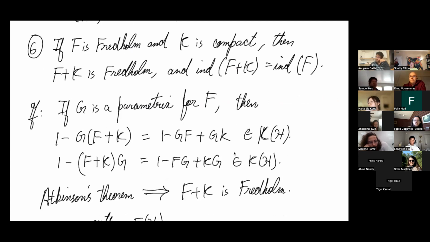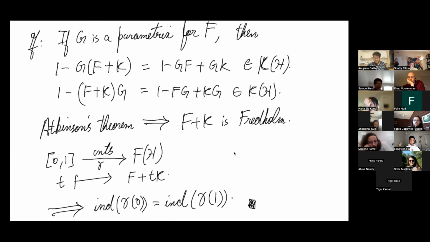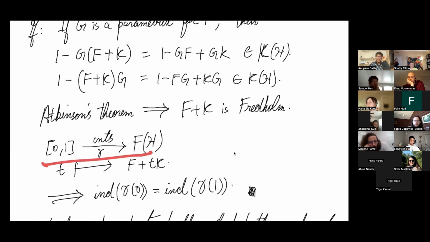The proof again is just straight up from Atkinson. So I wouldn't say much, but the point is, if you directly plug in and check all these equations, you will get that Atkinson's theorem indeed implies that F plus K is going to be a Fredholm operator. And for the fact that the index remains invariant under the perturbation by a compact operator, just note that you have a continuous path in the space of Fredholm operators where you take t to F plus tK. And the point is, you indeed land in F(H) because, well, if K is compact, then tK is also going to be compact. And then I just showed previously that the sum of a Fredholm and a compact operator is a Fredholm operator. So this is a legit path in F(H).